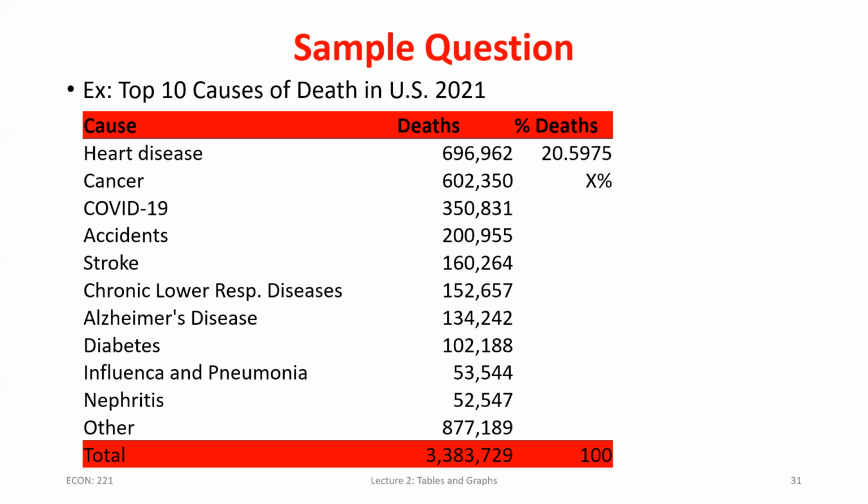So we had about 3.4 million deaths in 2021. 696,000 came from heart disease. We come up with the relative frequency. We take the number of deaths that came from heart disease, or their frequency of death, divided by the total number of observations, or the total number of deaths. And then one more step, which would be if I want the percentage, I have to multiply it by 100.